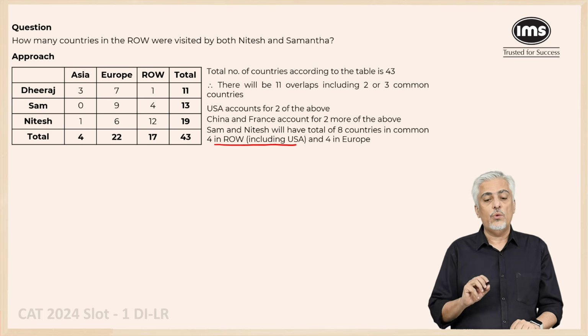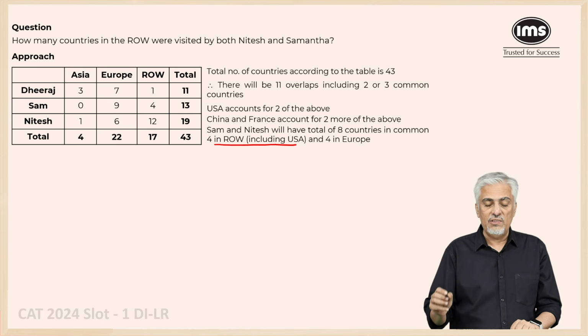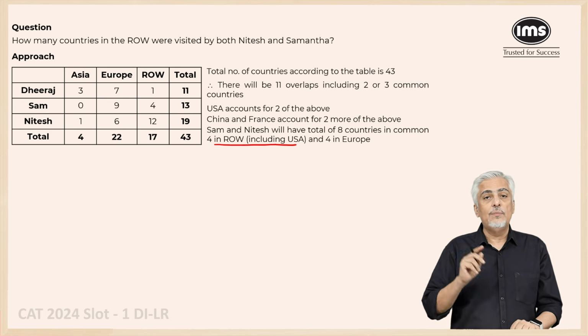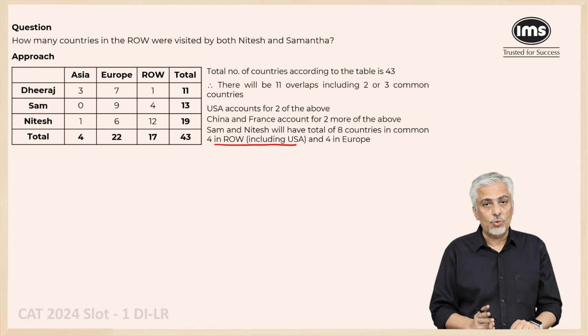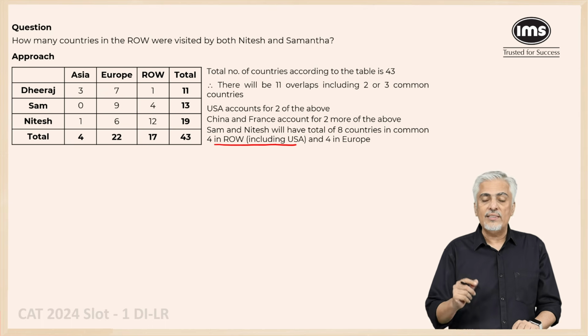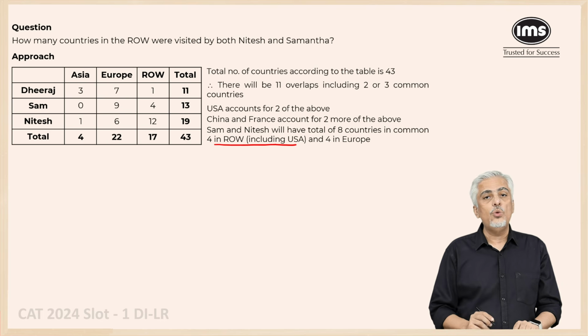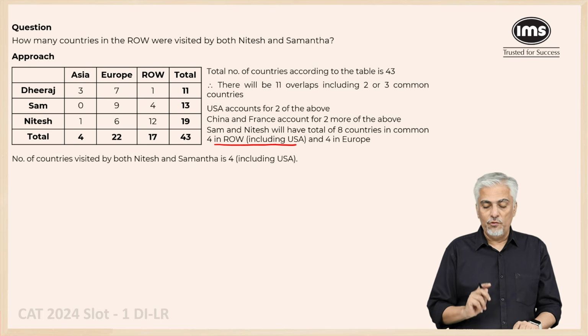So suppose if the question was, how many countries in the rest of the world were visited by both Nitesh and Samantha, but not by Dheeraj, then the answer would have been 3. Or by only Nitesh and Samantha, then the answer would have been 3. But because they said Nitesh and Samantha, including USA, the answer will be 4 countries.